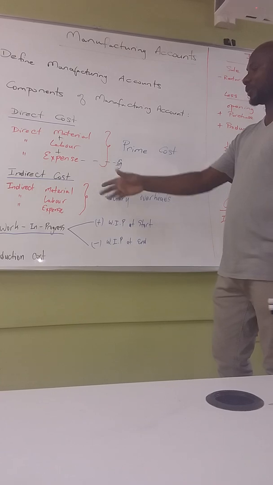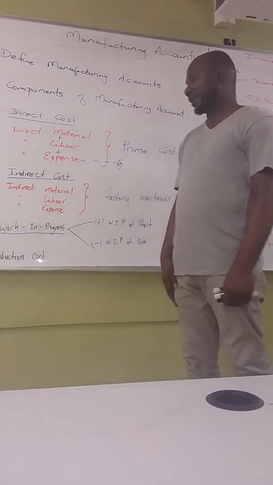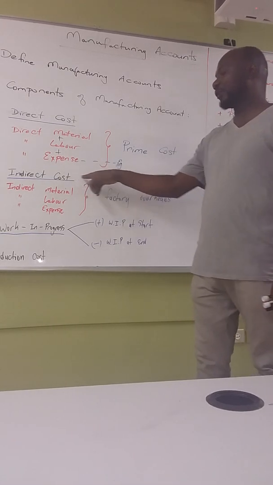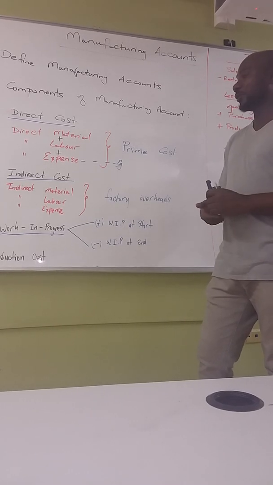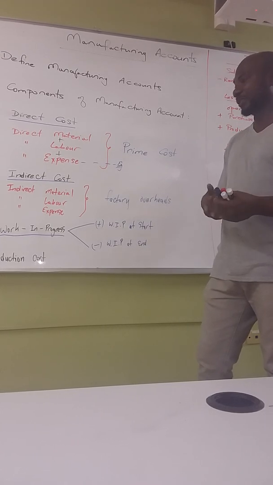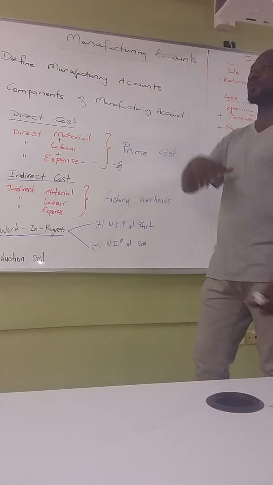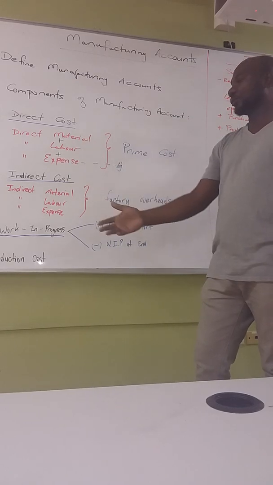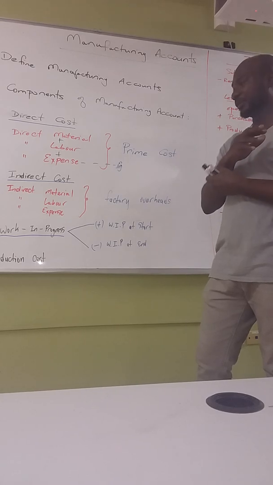Now your indirect costs can also be made up of your indirect material, indirect labor, indirect expense. Right? Now, by definition, indirect costs make reference to those costs that are not easily traced back to production. So therefore, the company incurs these costs, but you cannot say, okay, it's because I produce X amount of furniture that my material cost is that. You cannot readily trace it back to production.